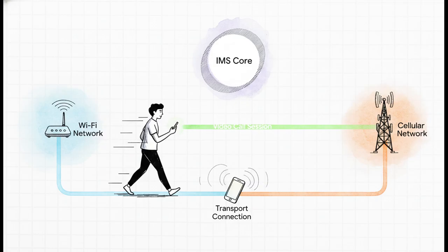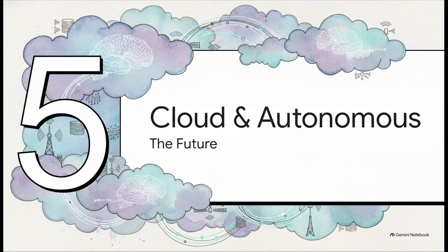That's the invisible magic that lets you start a video call on your office Wi-Fi, walk straight out the front door, and seamlessly roam onto a cellular 5G network without the call dropping or even stuttering. The service literally no longer cares how the bits are physically transported. And finally, we hit leap number 5, cloud and autonomous futures.